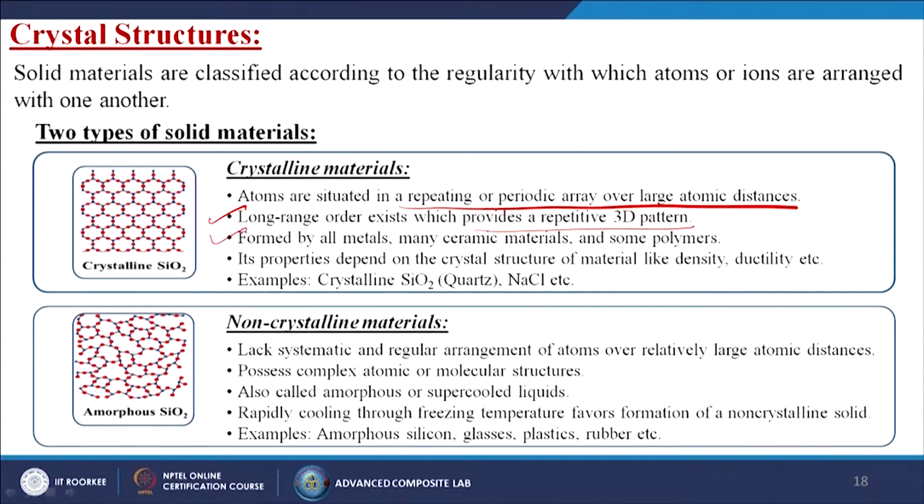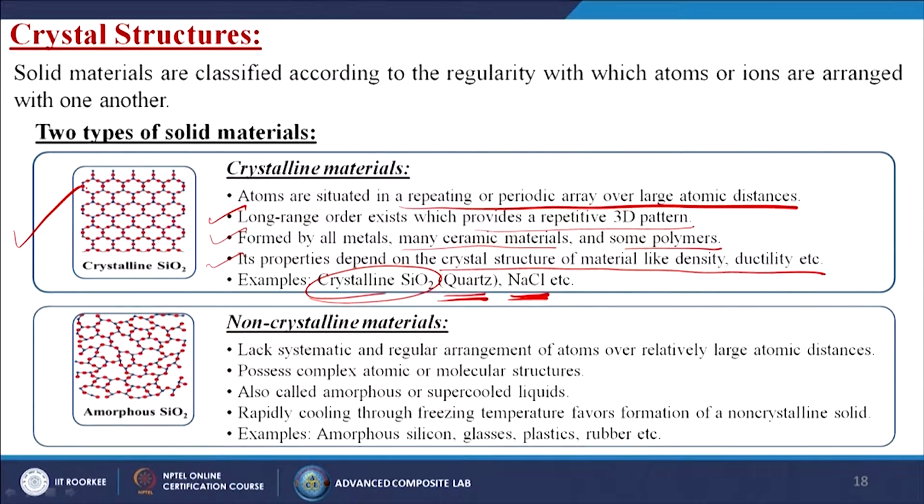Formed by all metals, many ceramic materials and some polymers. Its properties, like density, ductility, etc., depend on the crystal structure of the material. Examples: crystalline silicon dioxide, generally known as quartz, and sodium chloride. So you can see the crystalline silicon dioxide crystal structure.